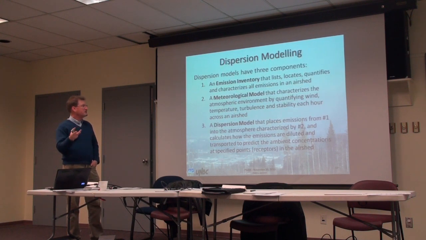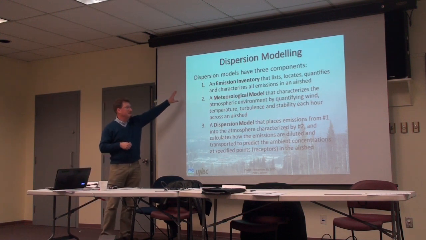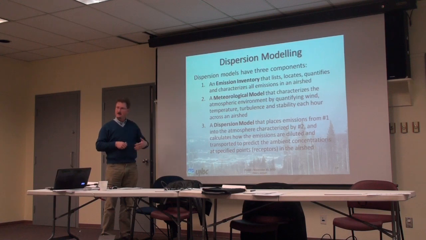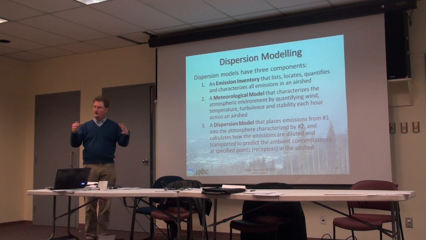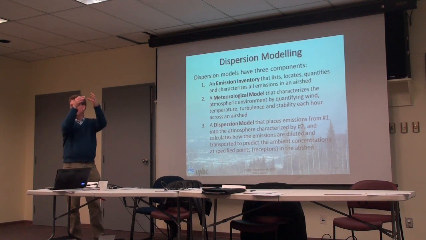Three components. All dispersion models have three components, as I mentioned before. Emission inventory is key. So the emission inventory lists all the sources, identifies what they emit, how much they emit, the characteristics of the emission, the temperature, whether it's an area source or a point source, the elevation of the emission. All that sort of detailed knowledge is needed to feed into the model. So we have to characterize all the emissions.